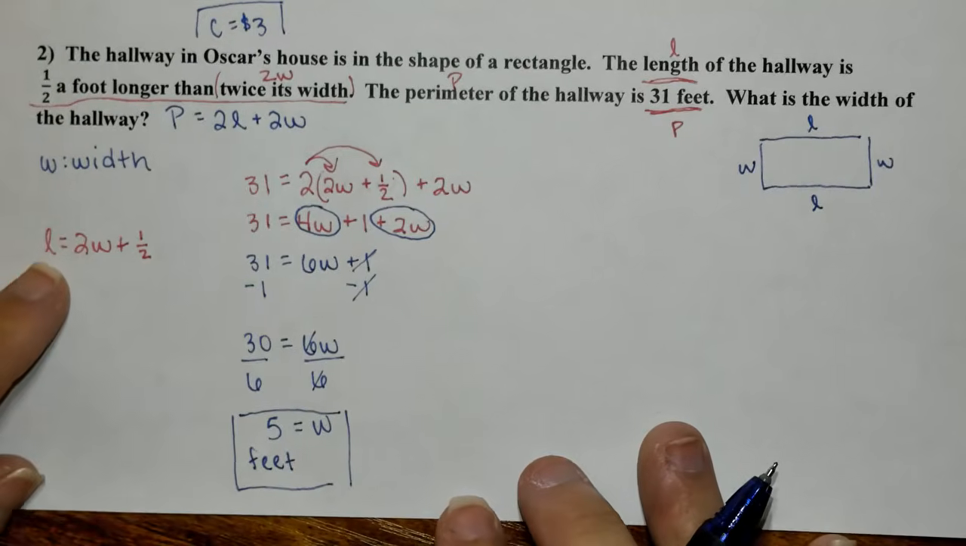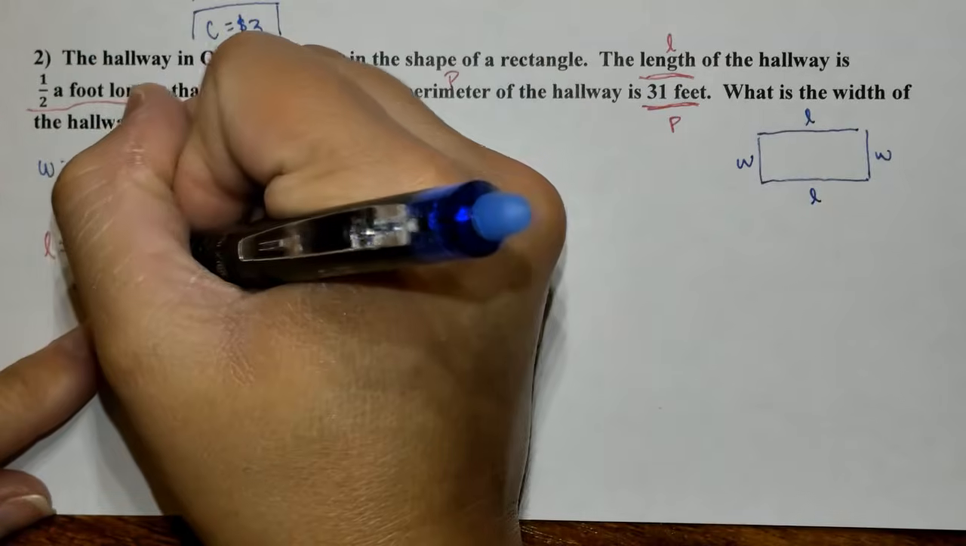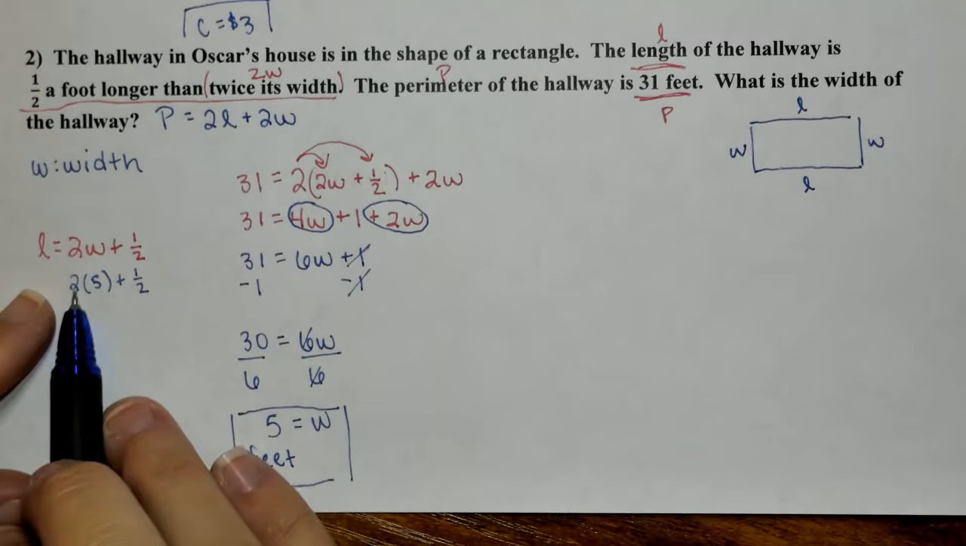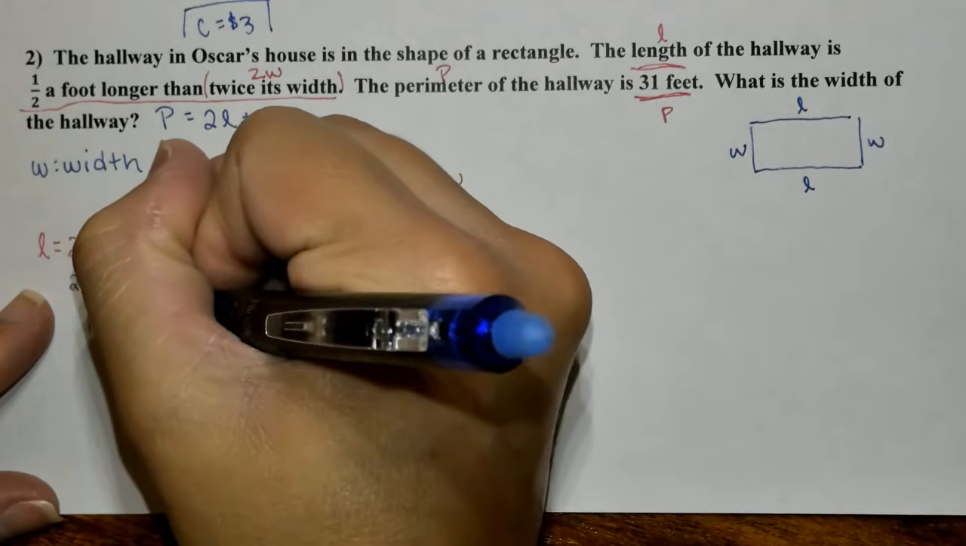And then you could also figure out what the length is, once we know what the width is. So 2 times the width plus 1/2. That just means that the hallway's length is going to be, let's see, 2 times 5 is 10, 10 plus 1/2. It would be 10.5 feet for the length.